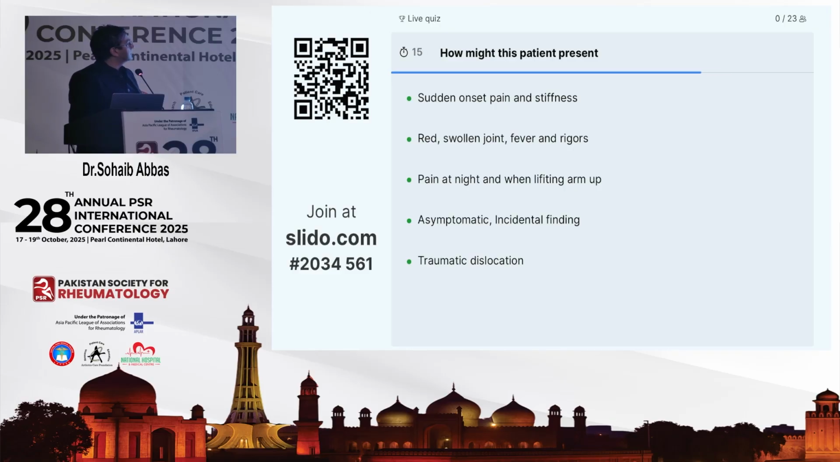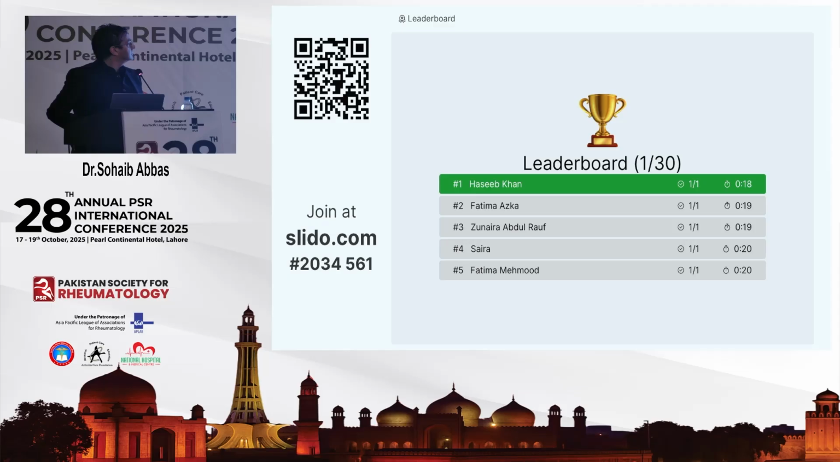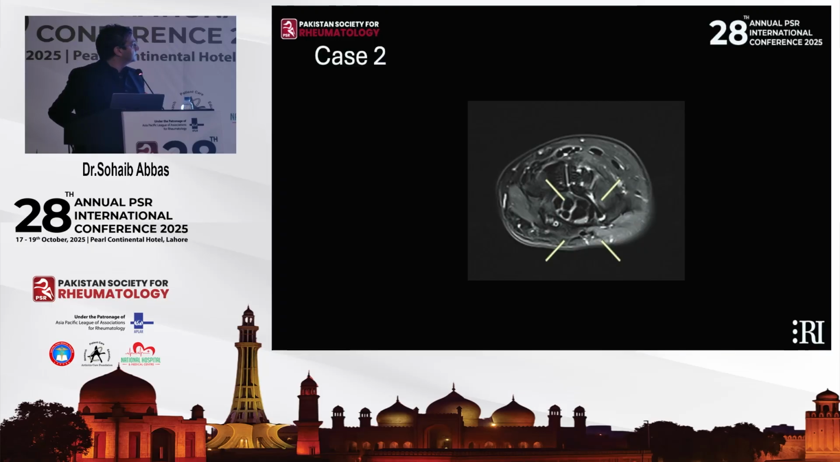So sudden onset pain and stiffness, red swollen joint, fever and rigors, pain at night and when lifting arm up, asymptomatic, completely incidental finding, and traumatic dislocation. Okay, I think that's time up. So there we go. All right, so we've got a bit of a spread of answers. And the correct answer is pain at night when lifting arm up. Anybody know what this is? Oh, there you go. Brilliant to see you right at the top.